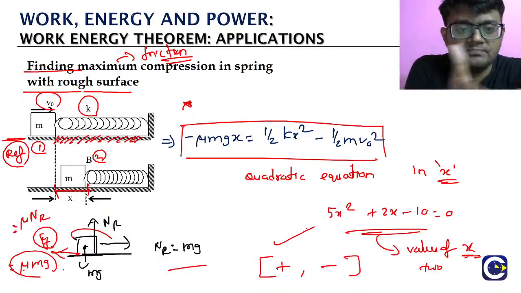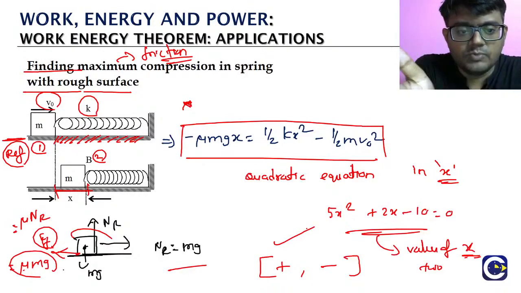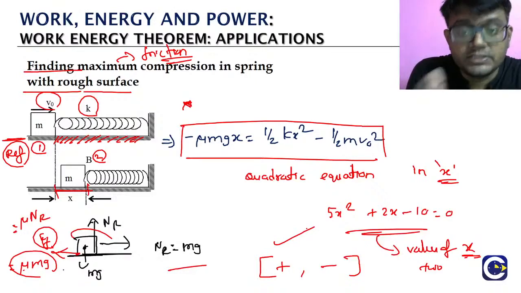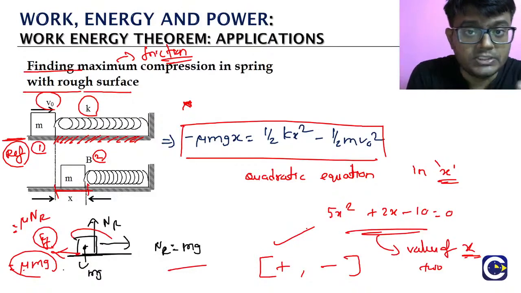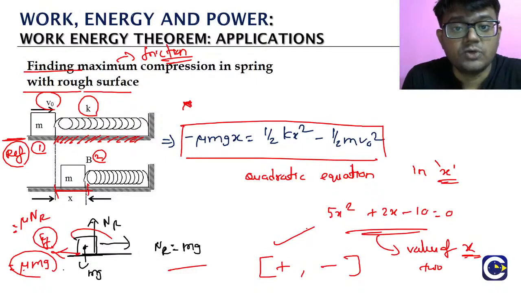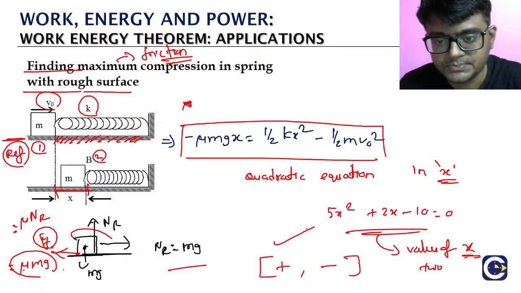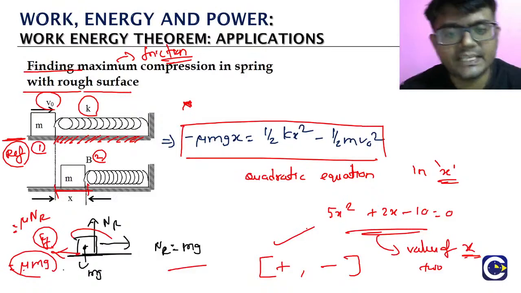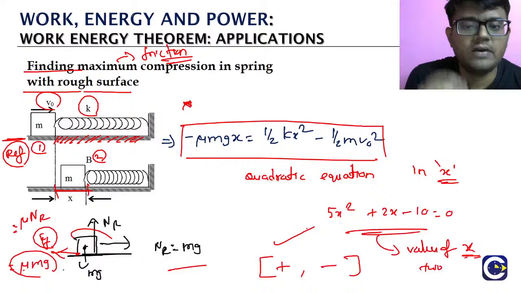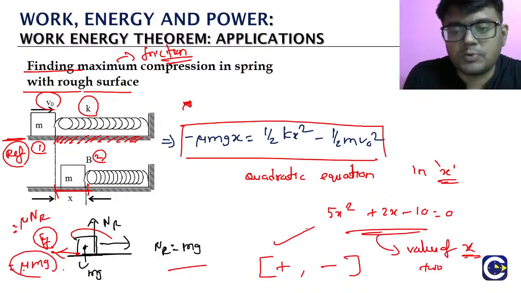And x is the distance moved by the block to the right side, right? So that has to be positive. So in the quadratic equation, usually you will get two roots, in that one will be positive, other will be negative. So we will accept the positive one as the maximum compression. Okay va, so the negative value we will have to omit. So this is the basic approach.